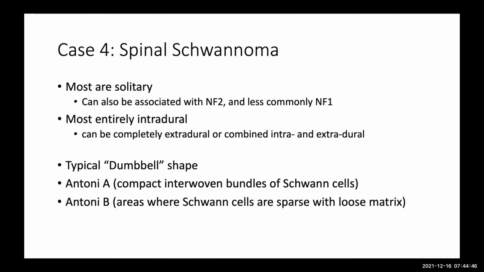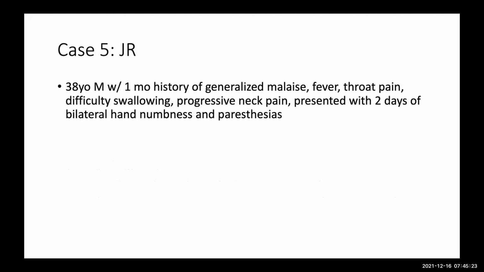And then another big word for your boards to know is the Antoni A and Antoni B areas. So the Antoni A, as we were seeing on those slides, is the areas with compact interwoven bundles of Schwann cells. Those are the areas with compact cells that he was showing. And then the Antoni B are those areas where there's a loose matrix that's, sorry, not eosinophilic, it's very purple on those stains, and there's a lack of cells. It's a loose matrix. That's the Antoni B. Important to remember which is which.